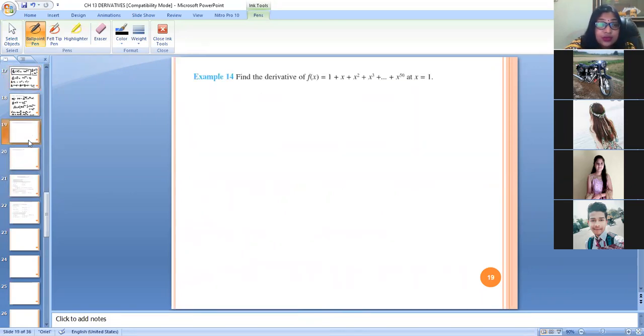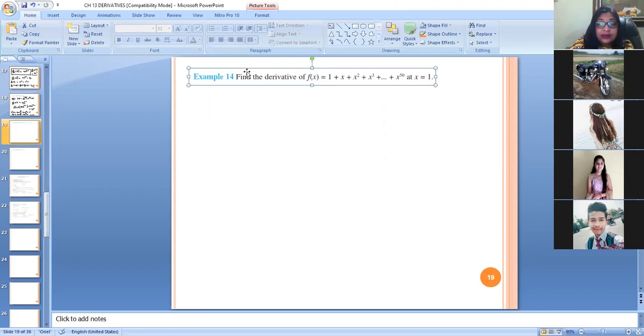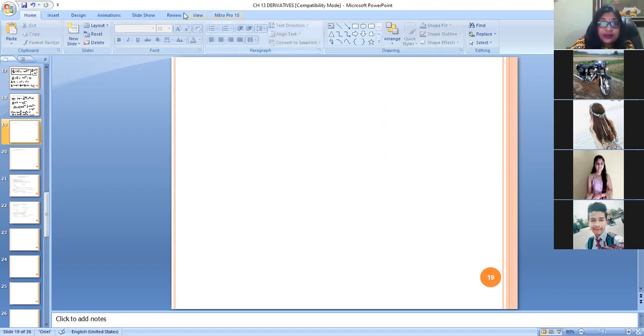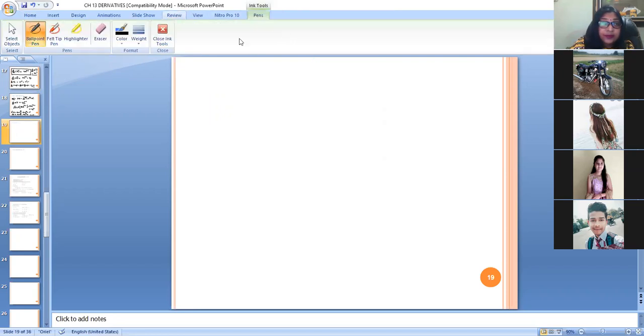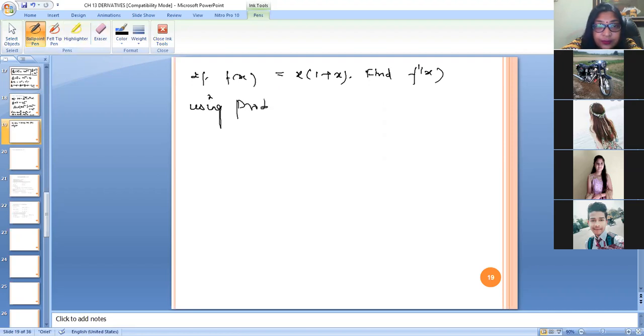Now I am going to solve one question. This question we will be doing later. I'm going to solve one more question. Product rule. Okay. Now, if f(x) is equal to x into 1 plus x, find f dash x using product rule.